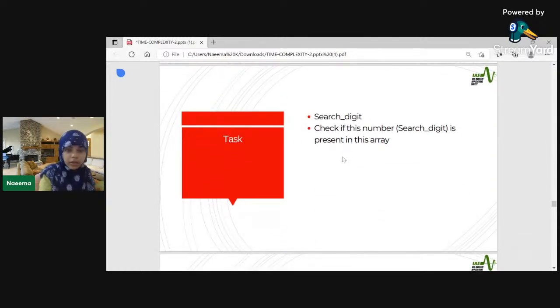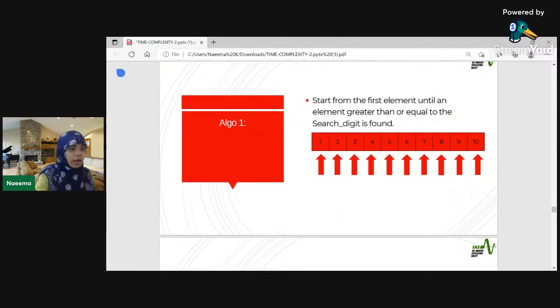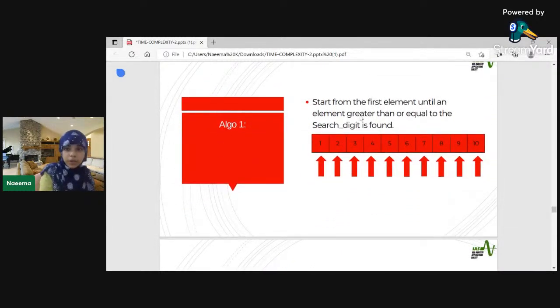So let's say there are two ways to do this task, two algorithms, Algo 1 and Algo 2. Algo 1 says start from the first element until an element greater than or equal to the search digit is found. Meaning the search digit is going to be compared to each and every element of this array until it matches any one of these.